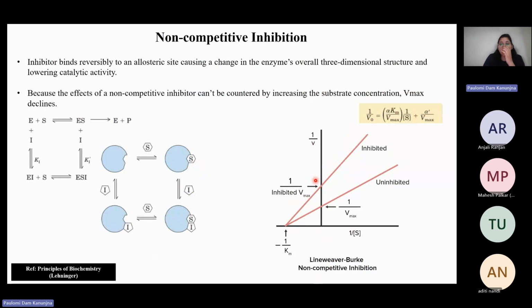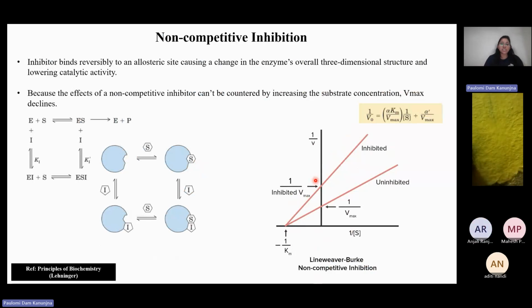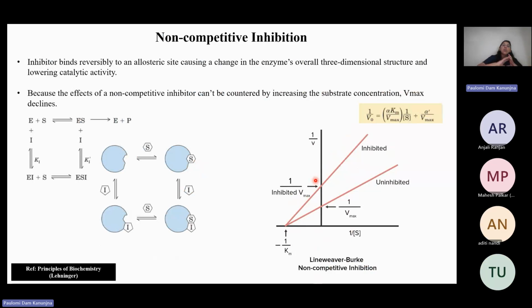Now let's look at the second kind of inhibition, which is non-competitive inhibition. The name suggests, right? It's not competing with the substrate. There is no competition, in contrast to what you have been looking at in competitive inhibition. In competitive inhibition, it is basically substrate and inhibitor fighting for the same active site. Non-competitive means it doesn't matter. It binds to some place else. So here the inhibitor, of course, binds reversibly to an allosteric site.